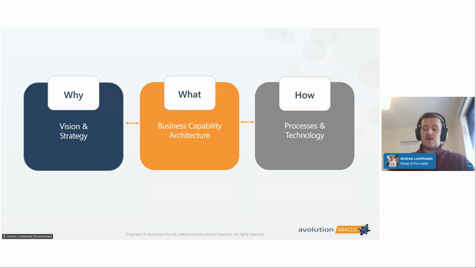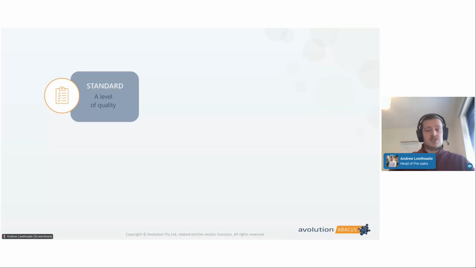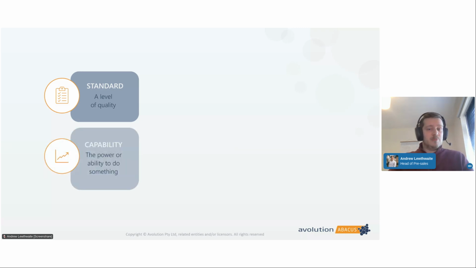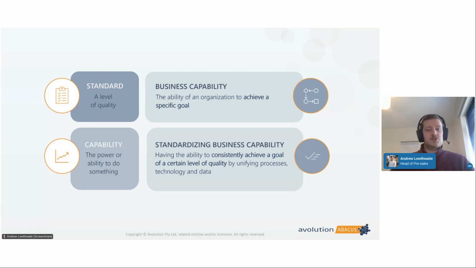Okay. So when we talk about standardizing, what we're thinking of is a standard being some level of quality, hopefully a high level of quality, and a capability being the ability or the power to do something. If we translate that back into a business definition, a business capability exists as the ability to achieve a specific goal. And standardizing on that means we're trying to achieve specific levels of quality across those goals using processes, technology, and data.